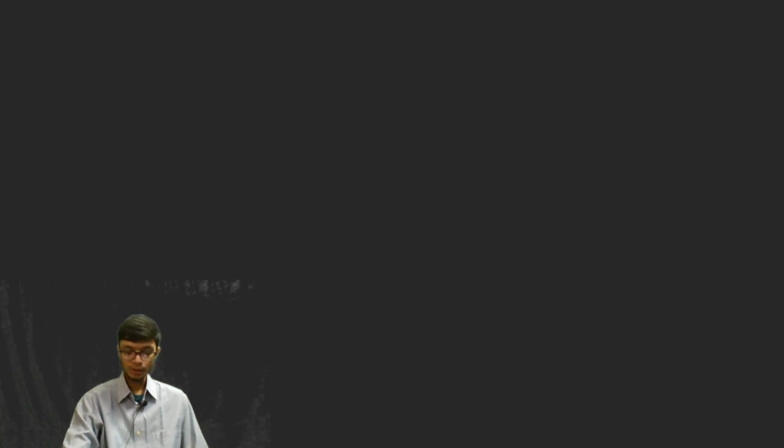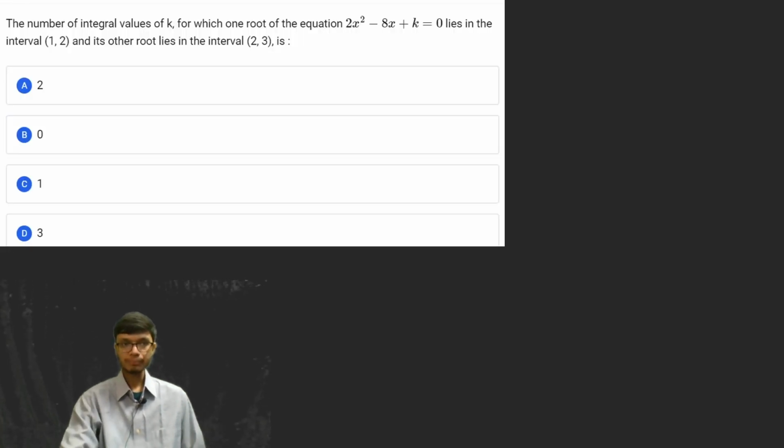All right, so let us move to the next problem, and the next problem is a problem where we have to look for the location of roots. So it is a problem on the topic of location of roots.